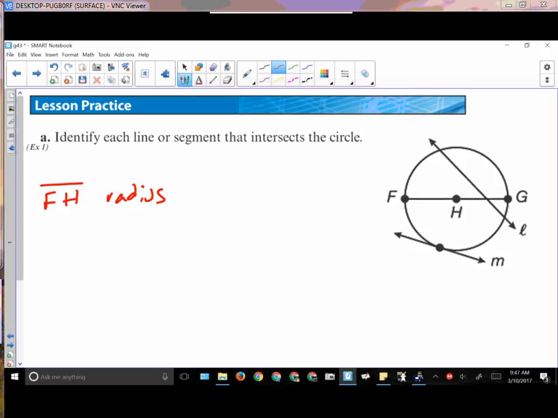That puts us at Logan. What would I list FG as? Okay, so that could be a chord. Is there anything else it could be too? Well, a radius goes from the center to the outside, so you've got to think about it as a bicycle spoke. But this is going from one side to the other through the center, so it would be the diameter.